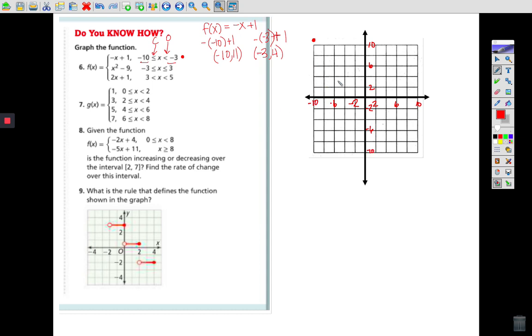Alright, so I've got a point at negative 10, 11, and a point at negative 3, 4 that has an open circle. Connect those two dots, and there's the first part of my piecewise function.